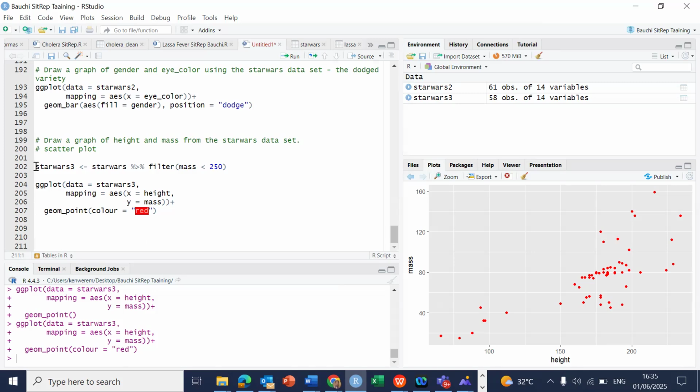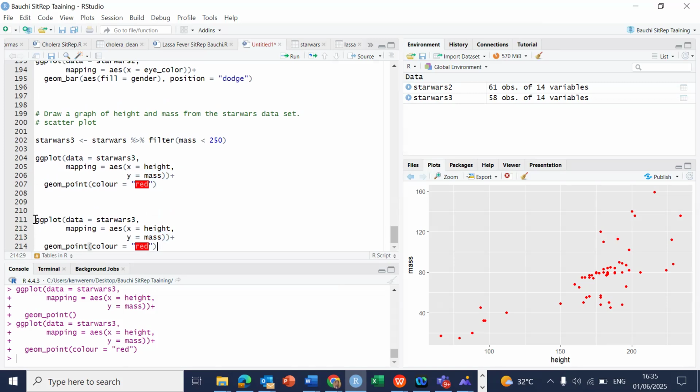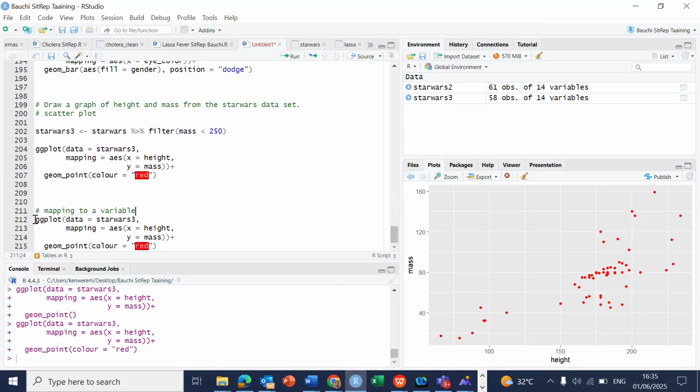So I'm going to copy this code again. Is this something to do with the static and dynamic mapping? Yes, that's what I'm talking about. So what's the difference in terms of the code?